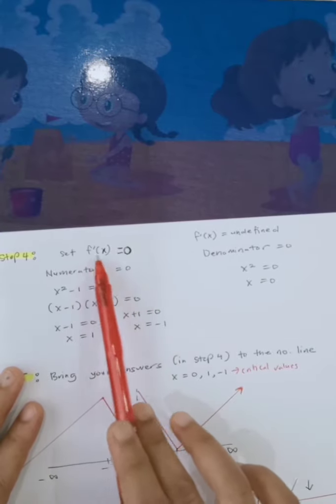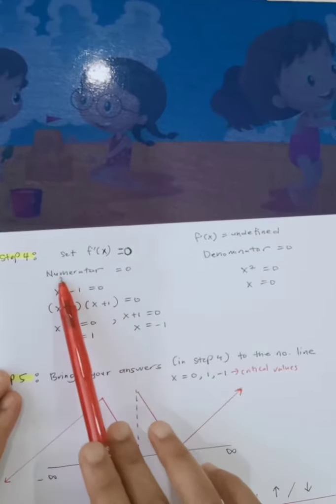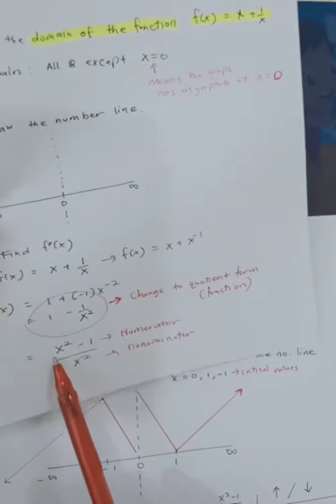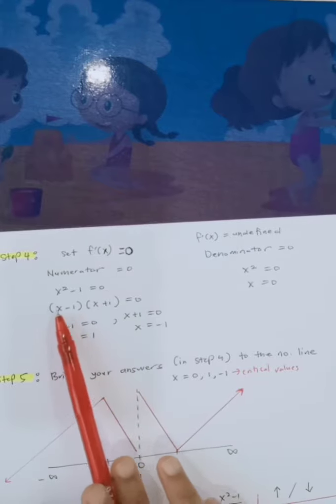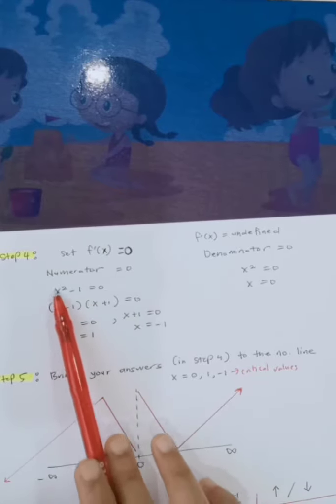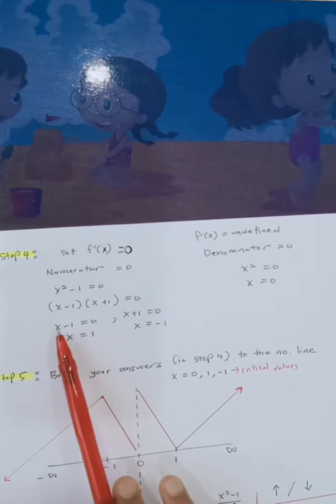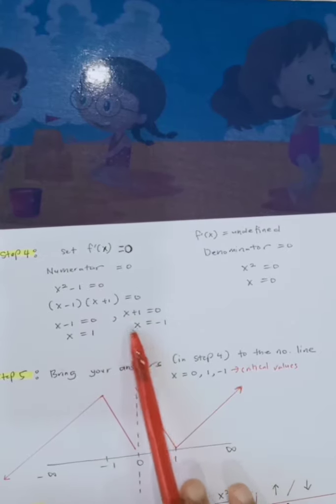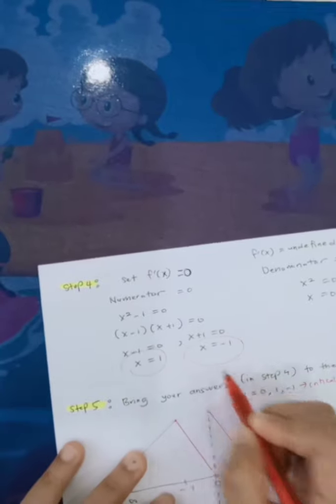When f prime x equals 0, you have to take the numerator part and set the numerator equal to 0. Our numerator just now is x square minus 1. When x square minus 1 equals 0, we change it into this pattern, x minus 1, x plus 1. So x minus 1 equals 0, x equals 1, and x plus 1 equals 0, x equals negative 1. Meaning that from the numerator, we have 2 critical points.